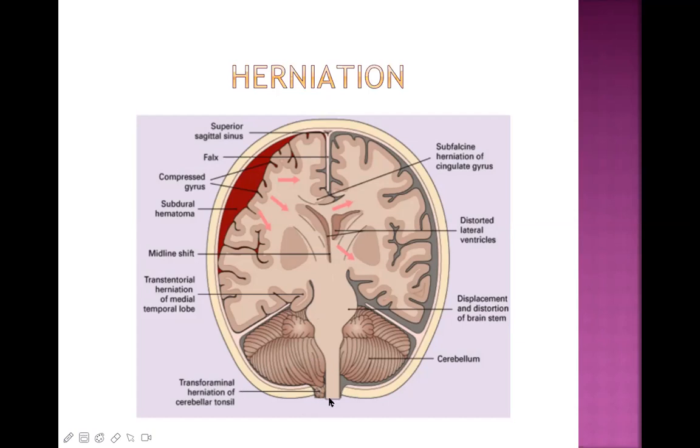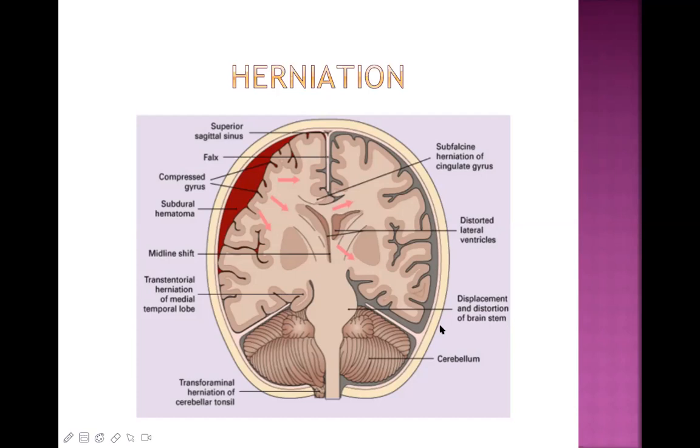Okay, and one more is right here. This is the cingulate gyrus. The cingulate gyrus has been herniated. Okay, this is the falx cerebri. So we call it subfalcine herniation because it is right underneath the falx cerebri. So subfalcine herniation of the cingulate gyrus.